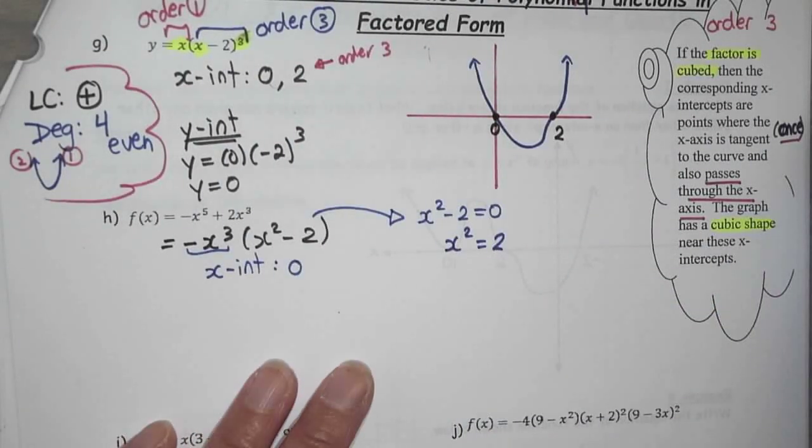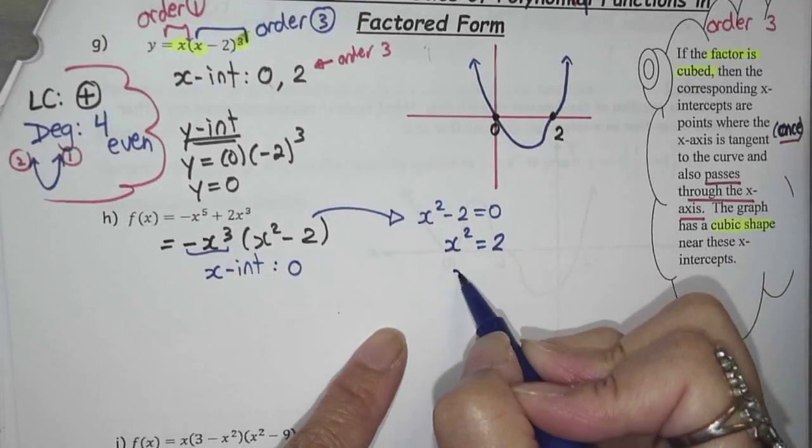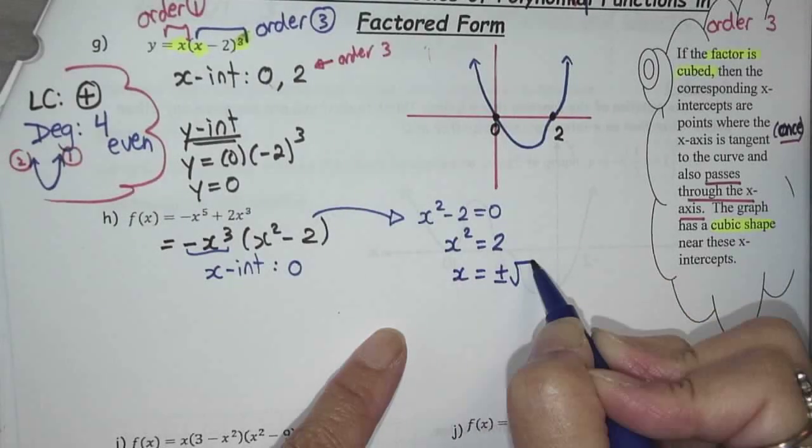What's x equal? What's x equal? One more time. X equals... Plus minus. There you go. X equals plus minus root 2, okay?